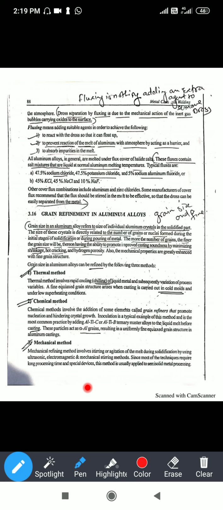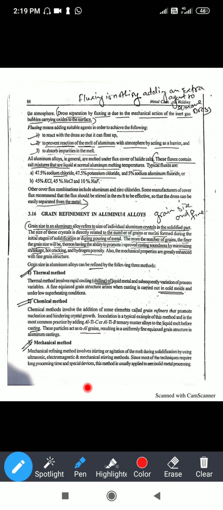If the number of grains is increased, a sound casting can be produced, meaning a good, defect-free casting without shrinkage, hot cracking, and hydrogen porosity, that is, gas porosity. To control the grain size, three methods are used: the thermal method, chemical method, and mechanical method. Now let us see the thermal method.